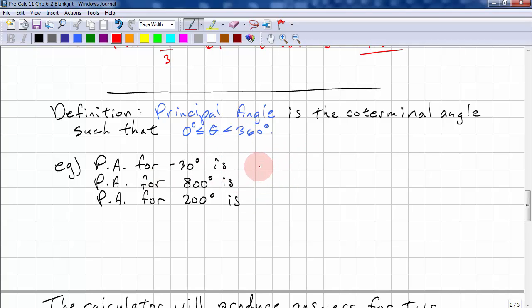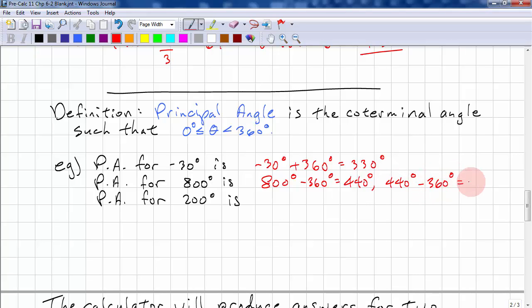So if we have minus 30 degrees, we would add 360, and we get 330 degrees. If we have 800, that's too big, so we take 800 minus 360, and we get 440 degrees. We need to subtract another 360, and we get 80 degrees. And 200 degrees is simply already the principal angle.